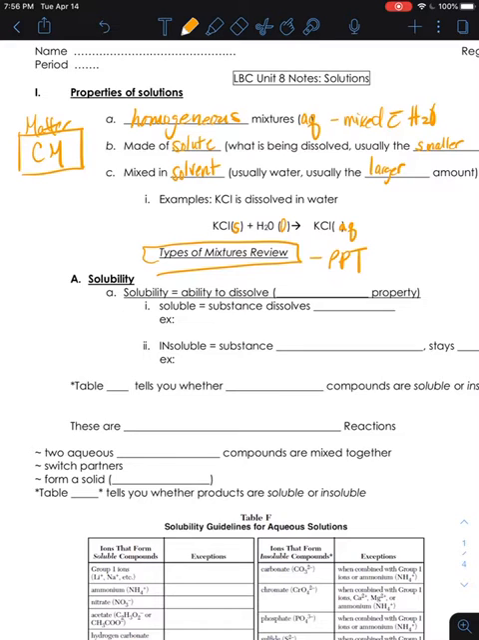So let's talk about solubility. Solubility is the ability to dissolve. That is a physical property, and when you dissolve two things, their properties do not change. Two terms you might be looking at, soluble and insoluble, which you'll find on Table F coming up. Soluble means it does dissolve well. So some examples of that would be salt and water.